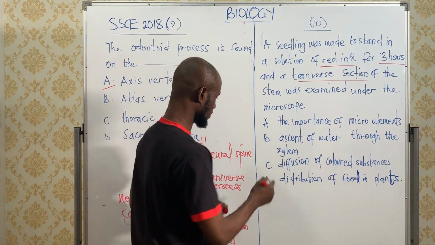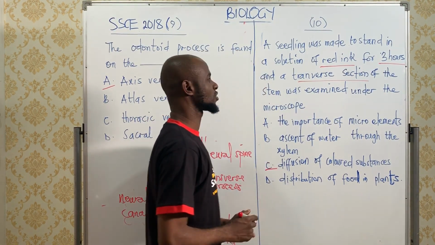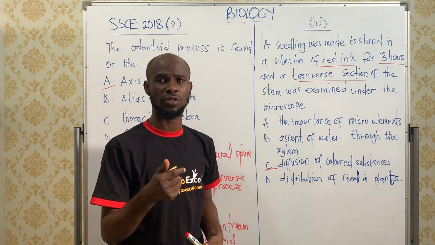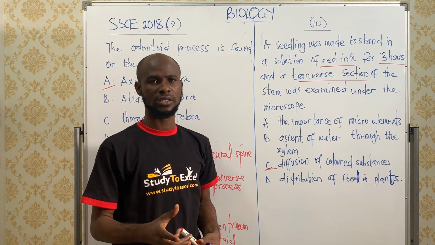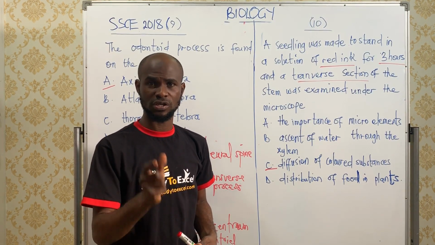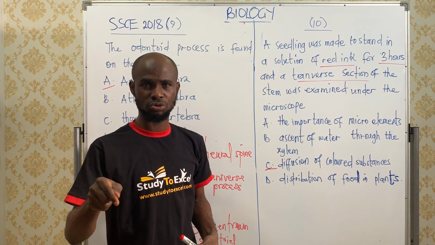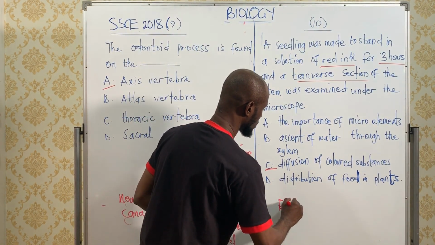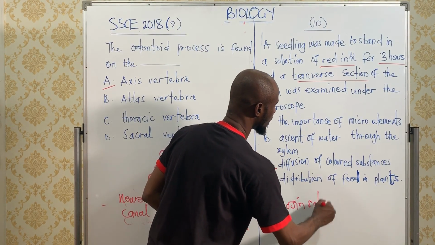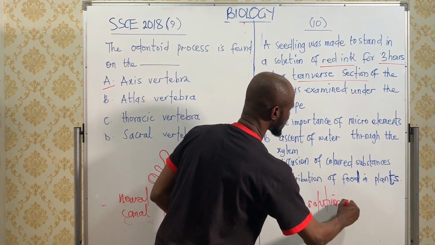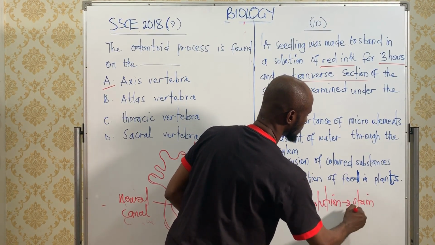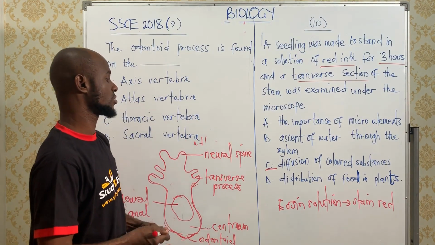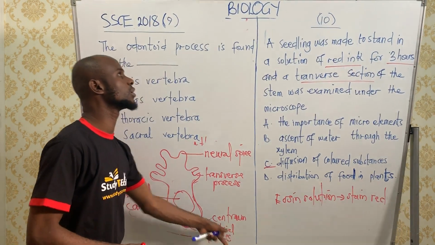Then that should be the answer. Then distribution of food in a plant? We're not talking about food here. However, there's something you need to take note of. If you want to test for the presence of water in a plant, that is, has water gone through that particular plant, we use a solution called eosine solution. Eosine solution will stain red that particular part through which water has moved. So let's move to the next question.